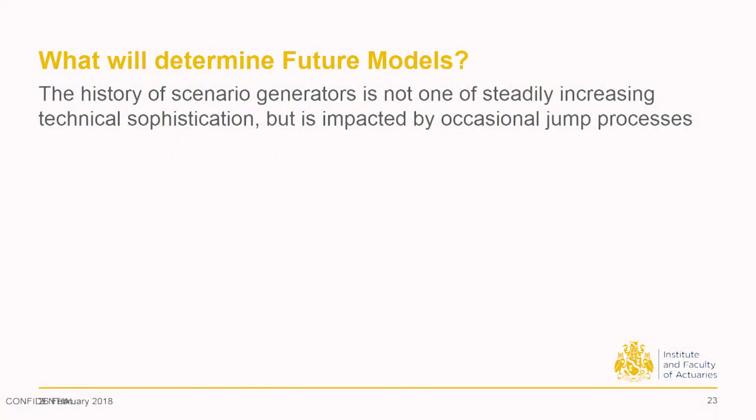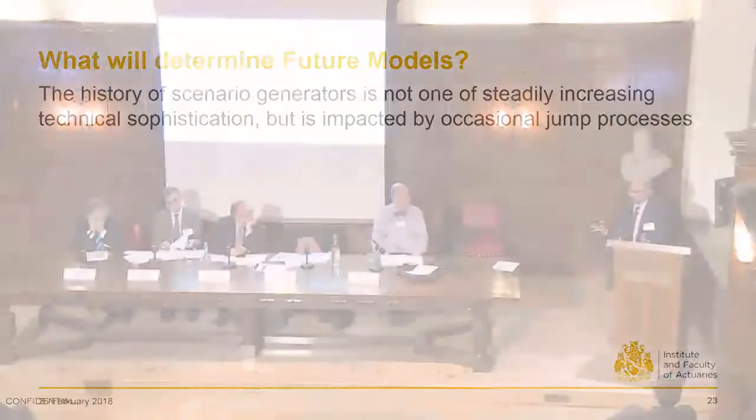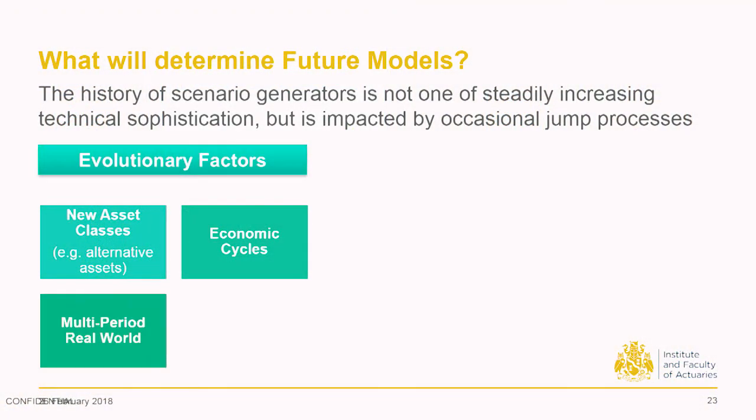That led us to ask ourselves what might determine models in the future. If you go back into the past, you may think ex ante that the past was a continuous evolution of a series of models where one model gets better than the next. But as Andrew hinted, and as we showed in the paper, that's not true at all. There are a number of jump processes, as we described, which were exogenous events that completely changed the direction of travel. So if we take the evolutionary factors, these are all sensible factors where, absent exogenous jumps, this is the direction of travel we would expect to see.